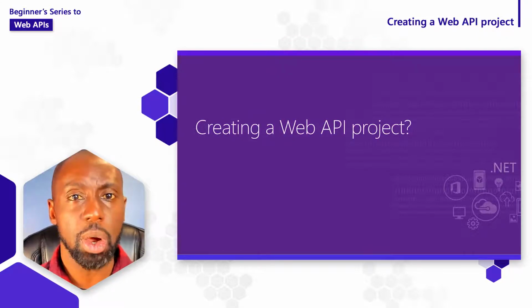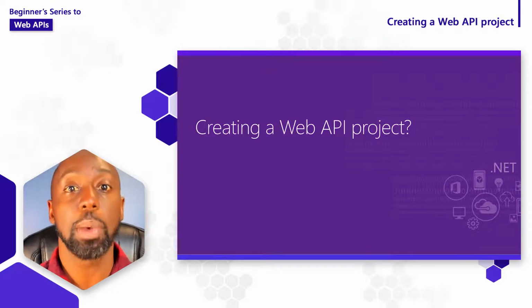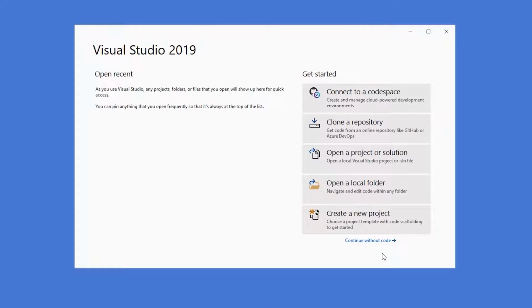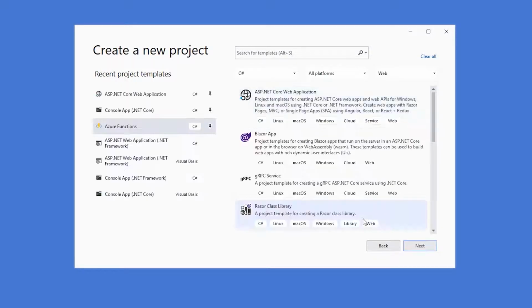Well, in this video, I think it's about time we take a step forward and see what it actually feels like to build a web API using Visual Studio. I've gone ahead and opened up Visual Studio 2019. The first thing that we'll do is select Create a New Project. That should open up the New Project dialog box. And we want to make sure that we find the ASP.NET Core Web Application template.